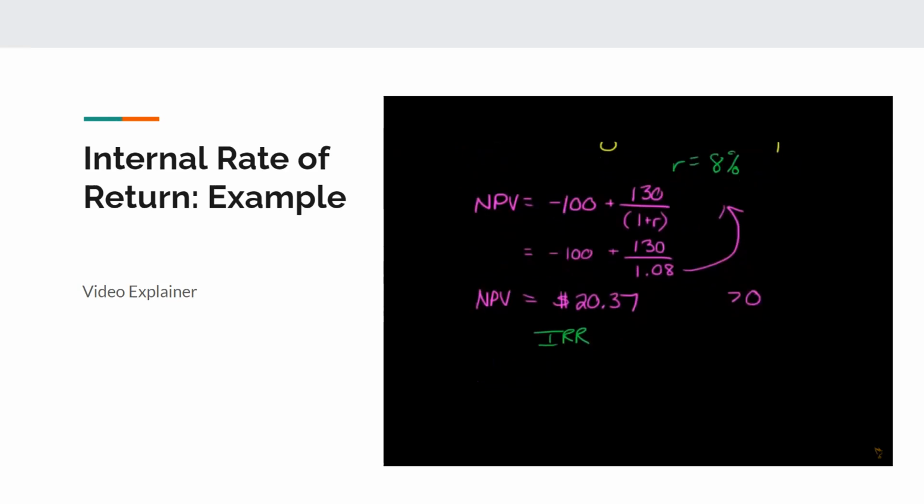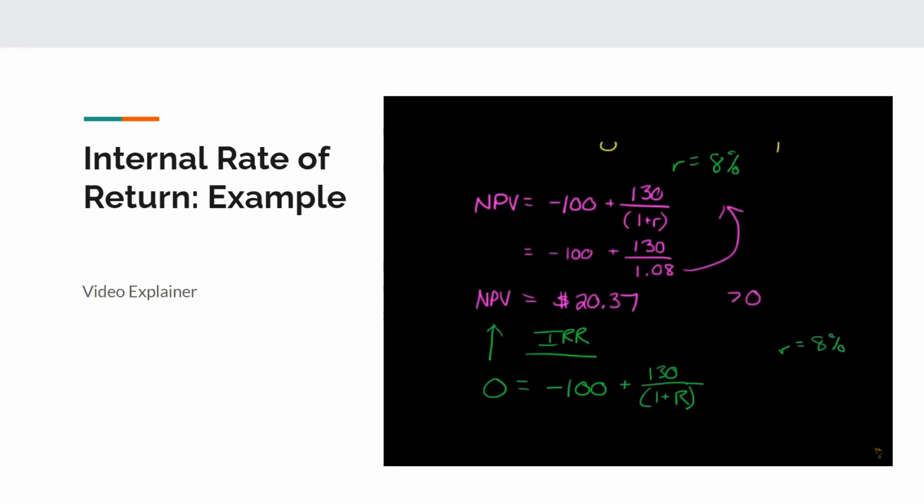So with IRR, we are going to set the NPV equal to 0. So then we're still going to have that -100, the cash outflow, and then we're going to have 130 over 1 plus, but this time I'm going to put big R instead of little r. We're still going to have little r over here being our 8% discount rate.